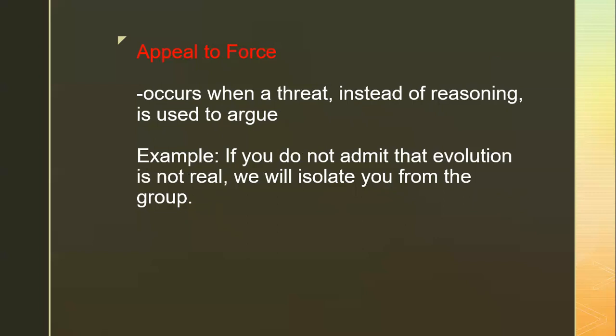Next is appeal to force. It occurs when a threat instead of reasoning is used to argue. This kind of argument is also called a bully's argument, using a face-threatening act to assert an argument. It's like blackmailing, threatening. Example, if you do not admit that evolution is not real, we will isolate you from the group. So there's ostracization or rejection in this type of example.